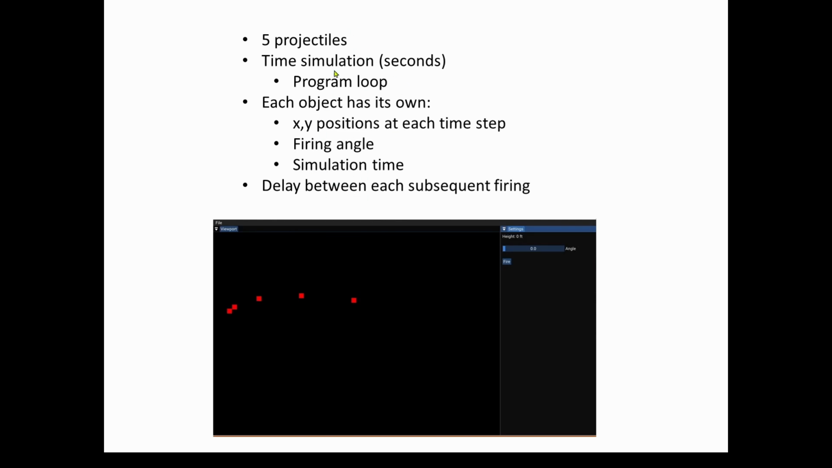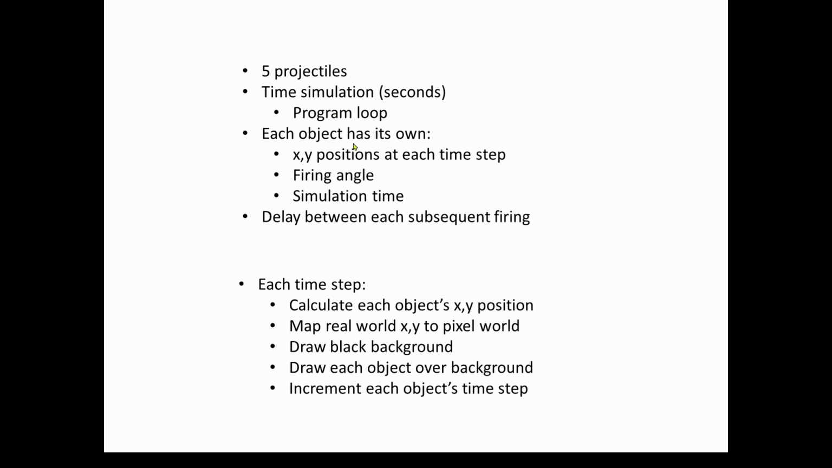So now we've got an idea of what we're going to need. We're going to need a program loop, and we're going to need some vectors for each object, defining the positions and the firing angle and the simulation time. So how are we going to implement that? Assuming we've got this general information, what we're going to want to do is calculate each object's XY position at each time step, right? We go through our program loop and we calculate the XY position.